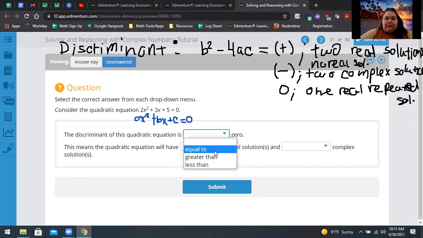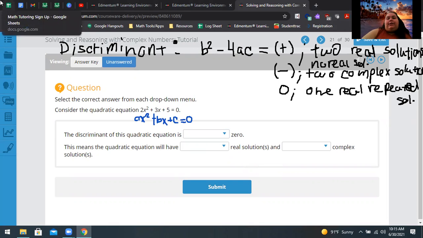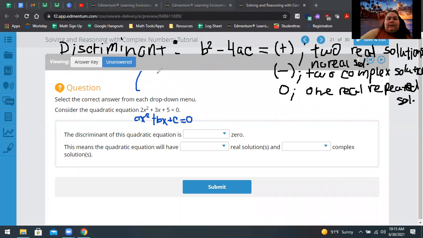So is it equal to 0, greater than 0, meaning positive, or less than 0, meaning negative, right? 0 is that neutral number. So again, positive, it would be greater than 0. Negative, it would be less than 0. So we plug it in. It is b squared minus 4 times a times c.